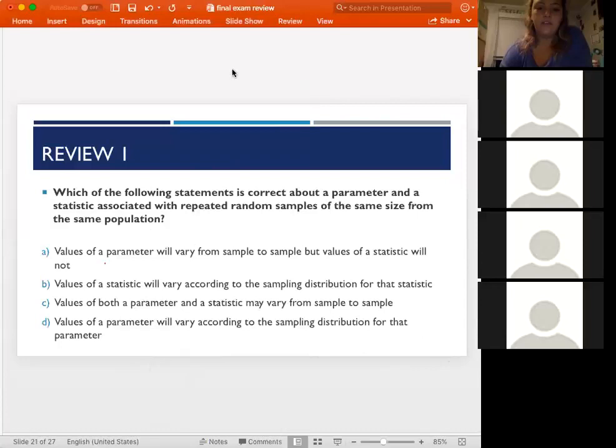All right. So let's do a few review questions. Which of the following statements is correct about a parameter and a statistic associated with a repeated random sample of the same size from the same population? Read through these options and go ahead and type what answer you think it is into the chat box, and then we will review this together.